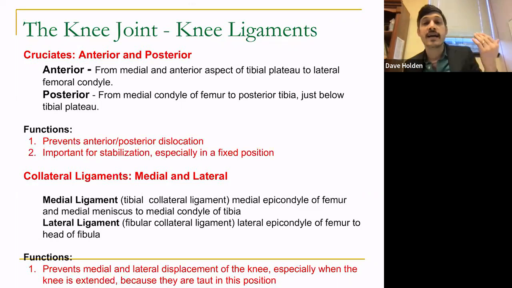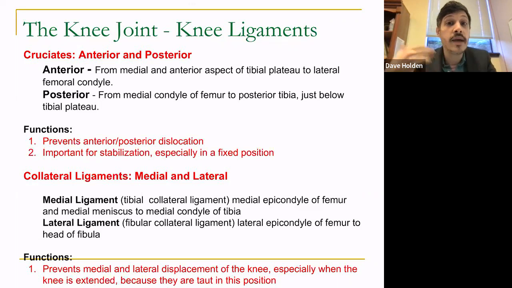Now, the collateral ligaments. What I want you to think with the word collateral: co meaning like two or more, lateral because it's on the sides. These are ligaments that connect two bones on the sides. There are the medial collateral ligament, the MCL, and the lateral collateral ligament. Yes, that is its real name. No, I did not make that up. Lateral collateral ligament, the LCL.